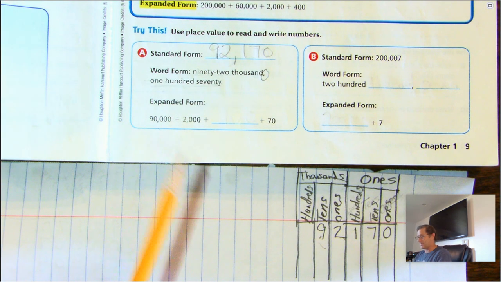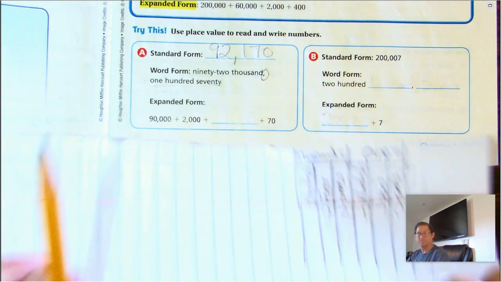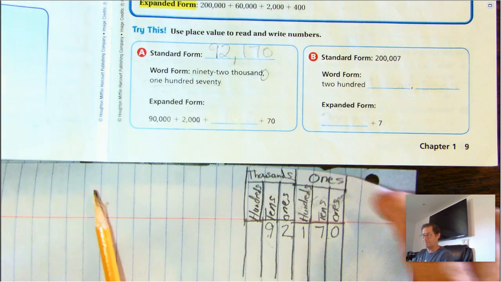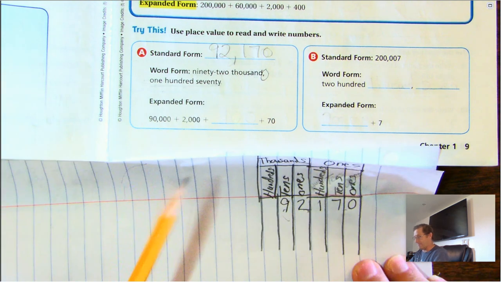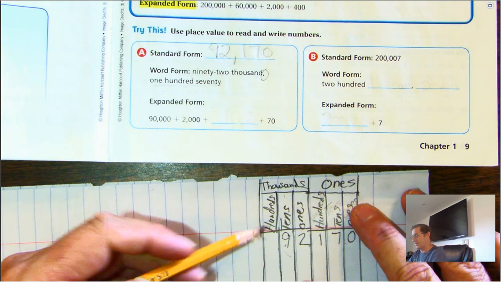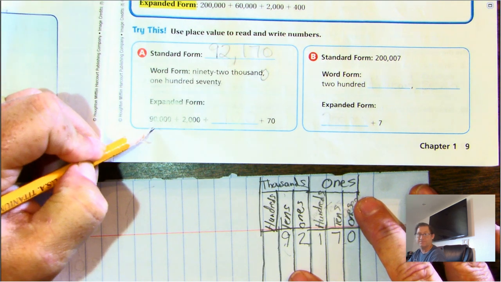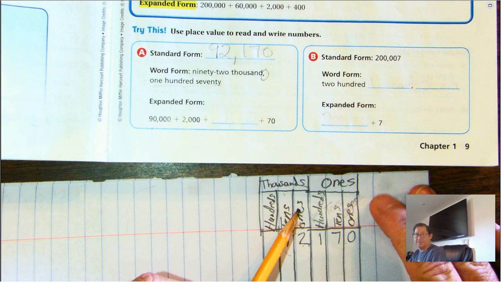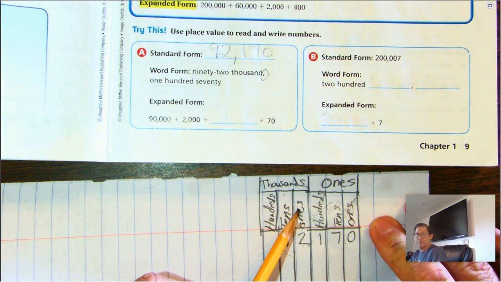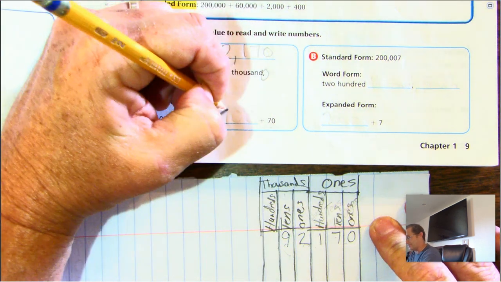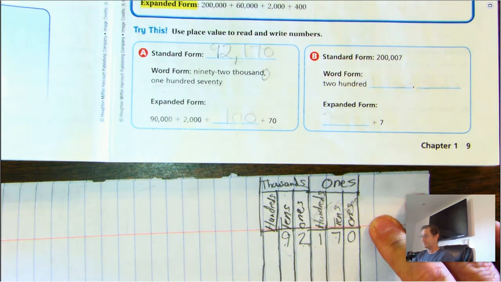Now we break that up into our place value. And let's break up our number. So we see that we have 9 10,000s, and 9 10,000s would be 90,000, plus 2,000s. We have 170. I see the 70, so the only part that's missing is 100.